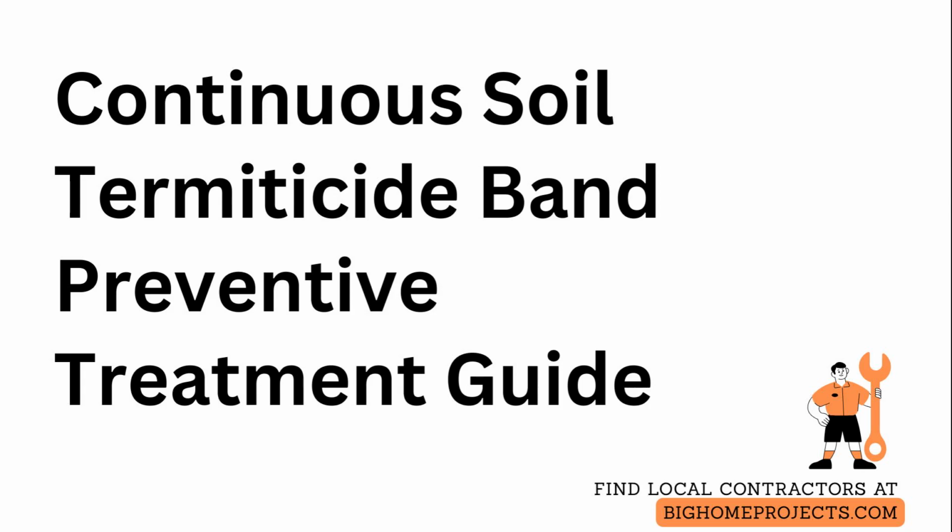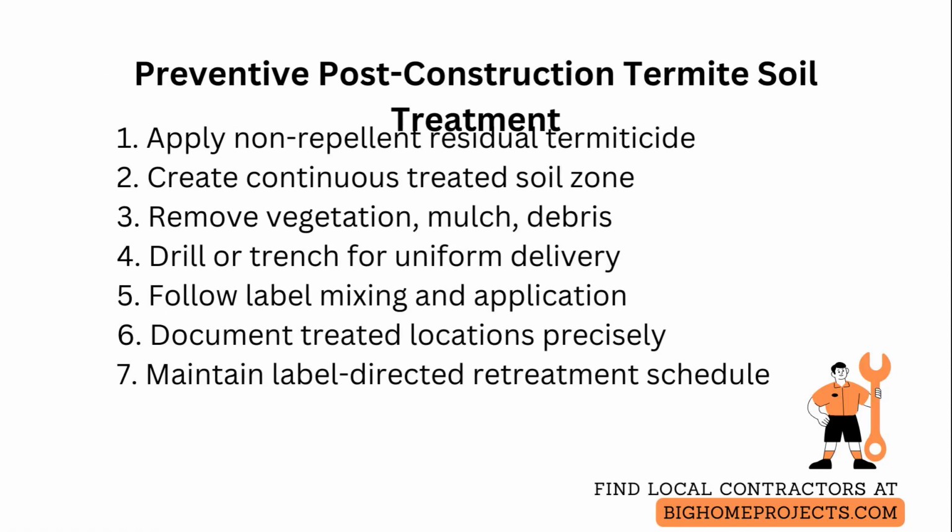Post-construction termite treatment is most effective when you create a continuous treated soil zone around the entire building footprint. For preventive perimeter residual treatments, apply a non-repellent residual termiticide into the soil to form a continuous treated zone from the foundation wall out to the labeled distance, typically 6 to 12 inches below finished grade and extending outward as specified on the product label.